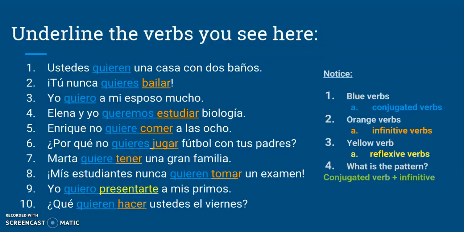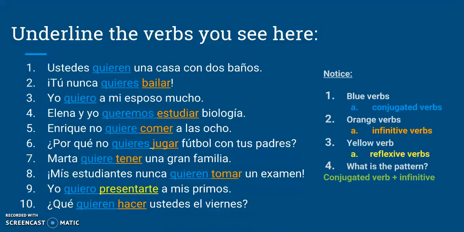Alright, so here is something you should have noticed. All the blue verbs are querer, and it's conjugated to the different subjects of the sentences. You can see the orange verbs are infinitive verbs. These are verbs that are not conjugated. And then we also have the one yellow verb, and this is called a reflexive verb. It is not conjugated, but it does have a different ending, and reflexive verbs, we will talk about those in the upcoming weeks. I don't want to get started on that because I'm afraid I might confuse you.